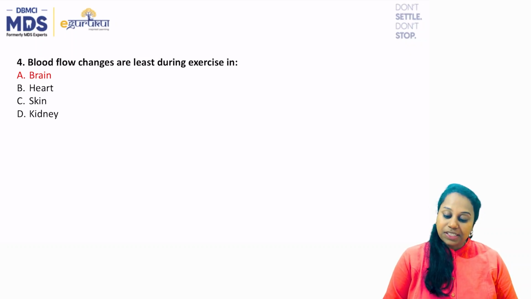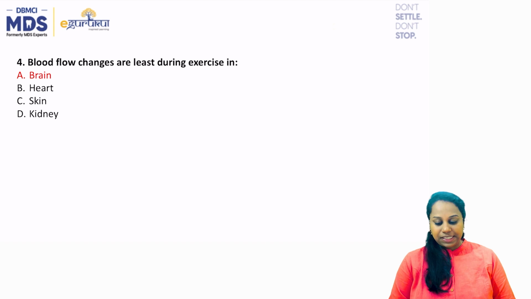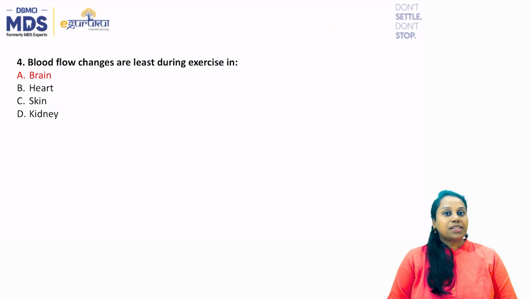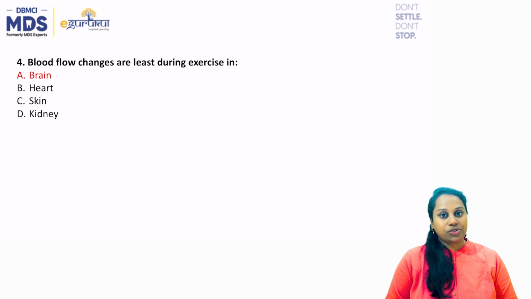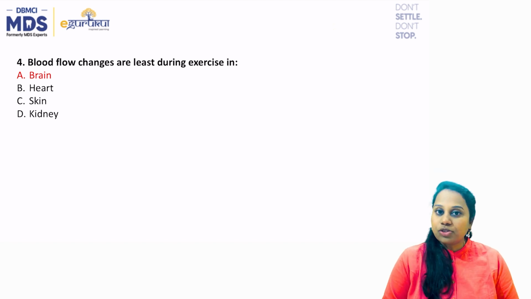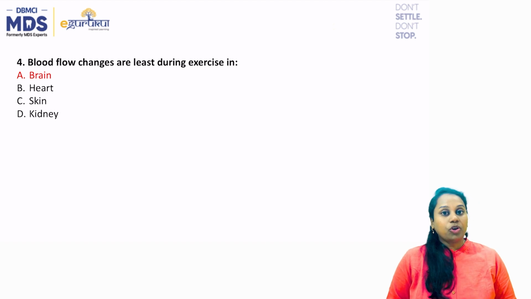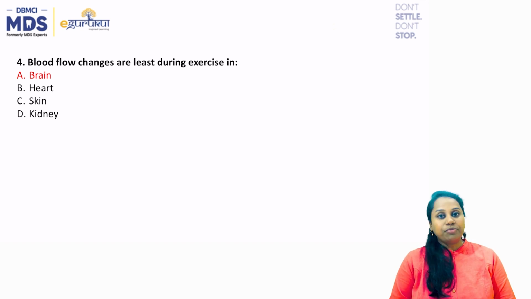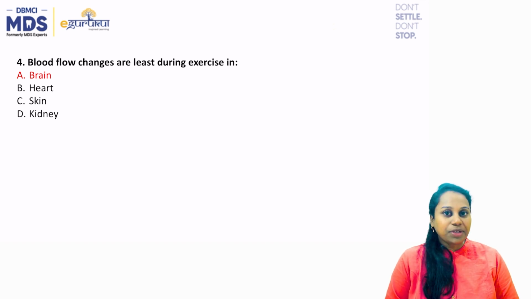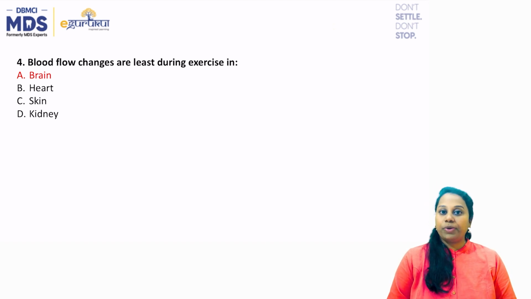Blood flow changes are least during exercise in. When you exercise, sympathetic activity increases and sympathetic causes vasoconstriction. When there is vasoconstriction, blood flow decreases to different parts of the body, and that can happen to your brain also. But the brain cannot withstand loss of blood supply for more than 4 to 5 minutes. Even for 4 to 5 minutes, if there is loss of blood supply to the brain, it can even cause permanent brain damage.